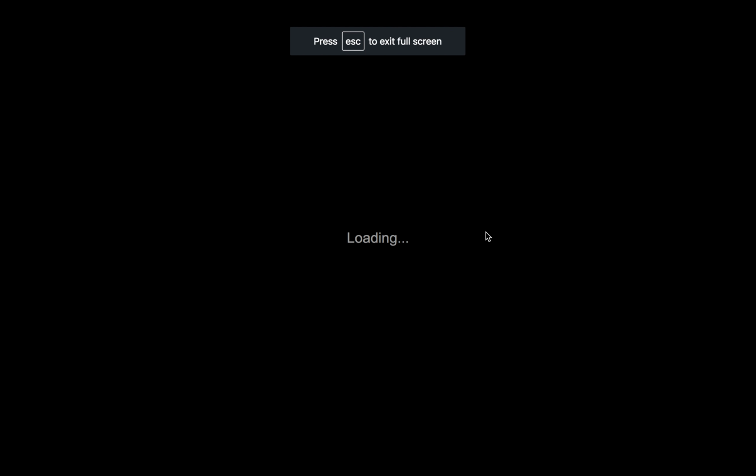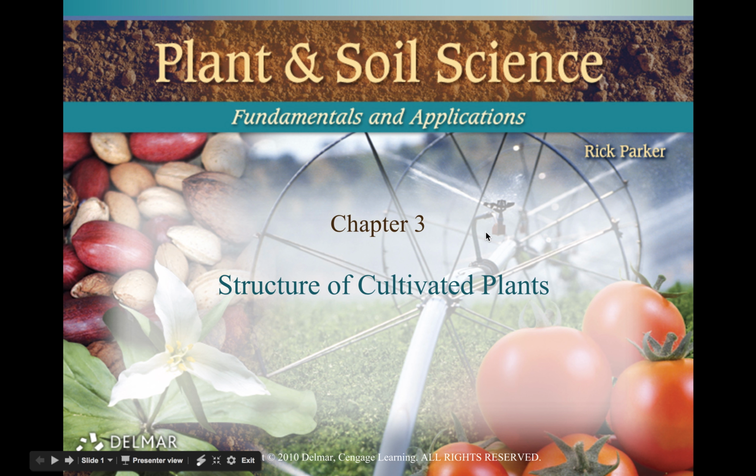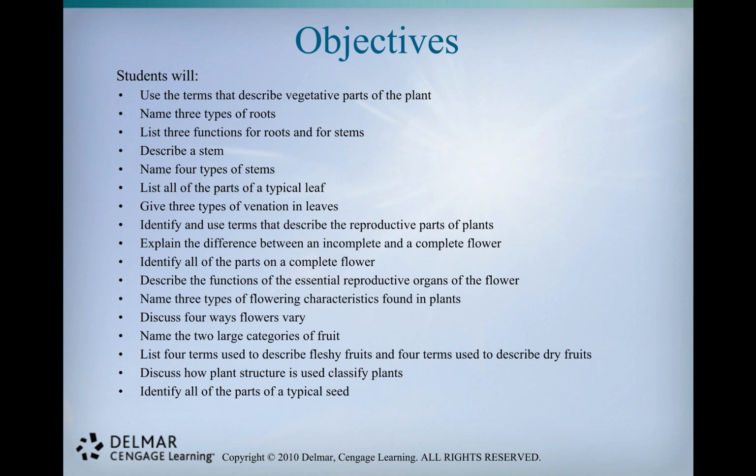Like I said, chapter 3, the structure of cultivated plants, whenever it gets there. So this is kind of in order a little bit. I know we have a ton of objectives here, but we always will chunk them. The first part of the plant we're going to talk about today is the roots.